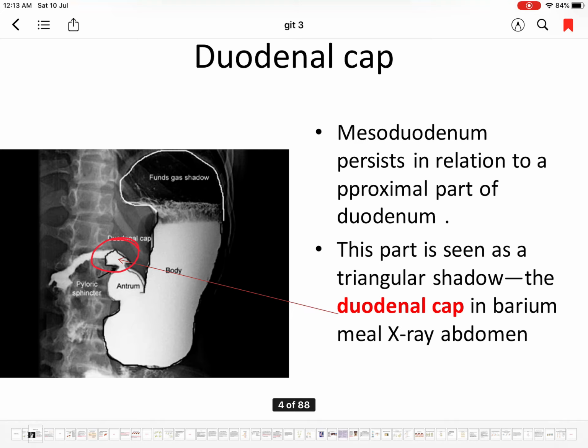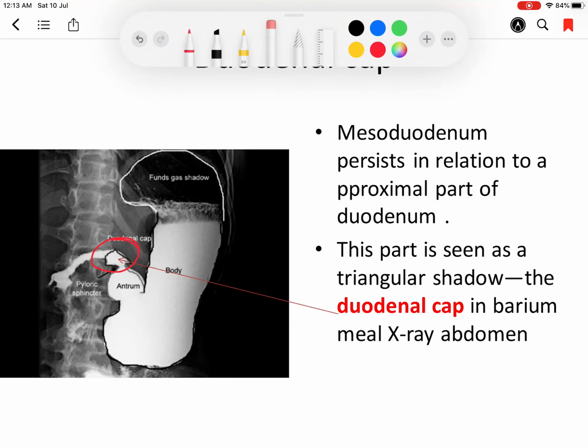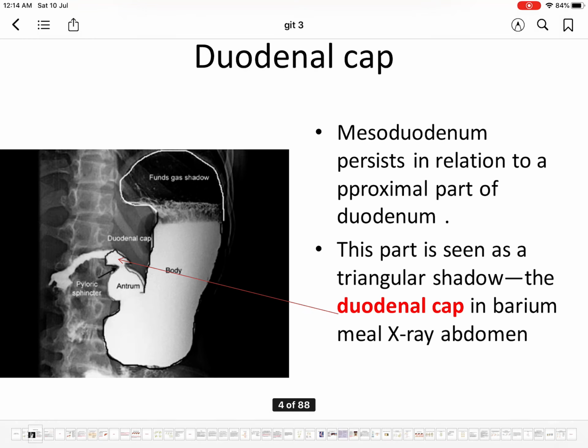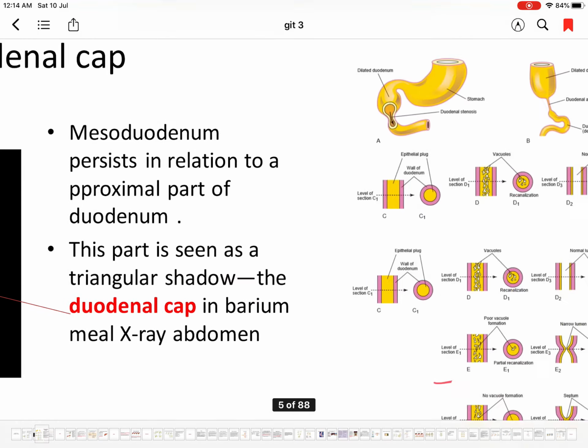Okay, and in this first half of the duodenum, because of the presence of mesentery and the absence of circular folds, the duodenal cap is seen, because this part is seen as a triangular shadow in X-ray abdomen in barium meal. So this duodenal cap is seen in this region of the first part of the duodenum. So this is the duodenal cap in the X-ray or barium meal, and it is because the mesoduodenum is present in this part.